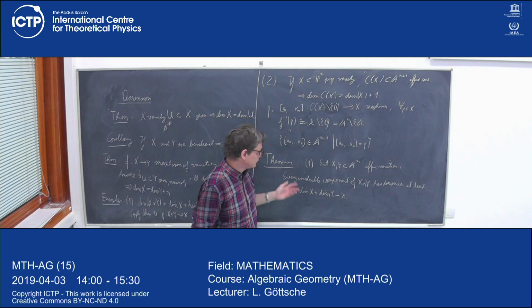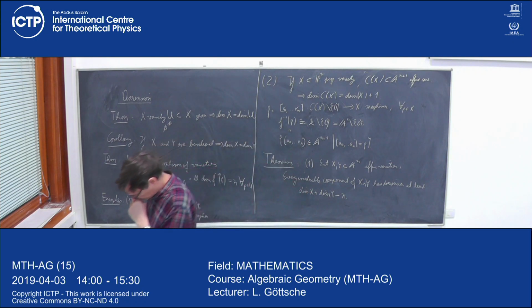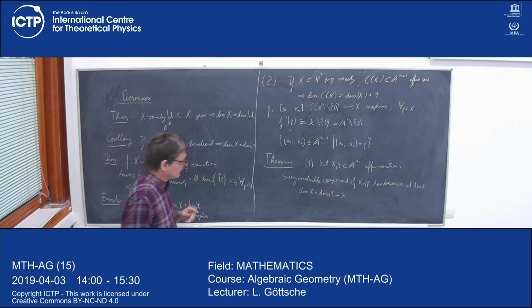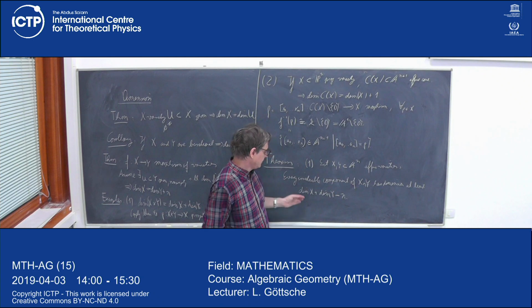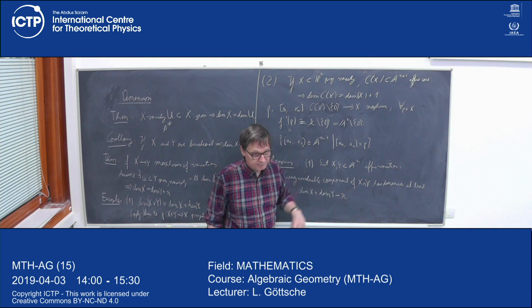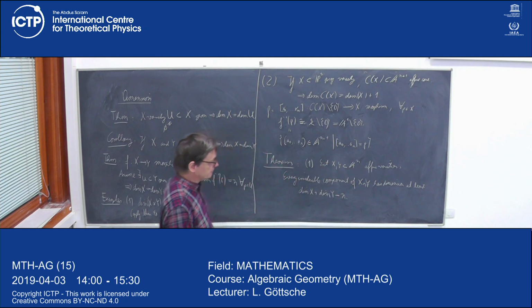You can see this is a generalization of the corresponding result we had for intersection with a hypersurface. So if in particular Y is a hypersurface, then it has dimension at least the dimension of X minus 1. So that is the special case of a hypersurface.